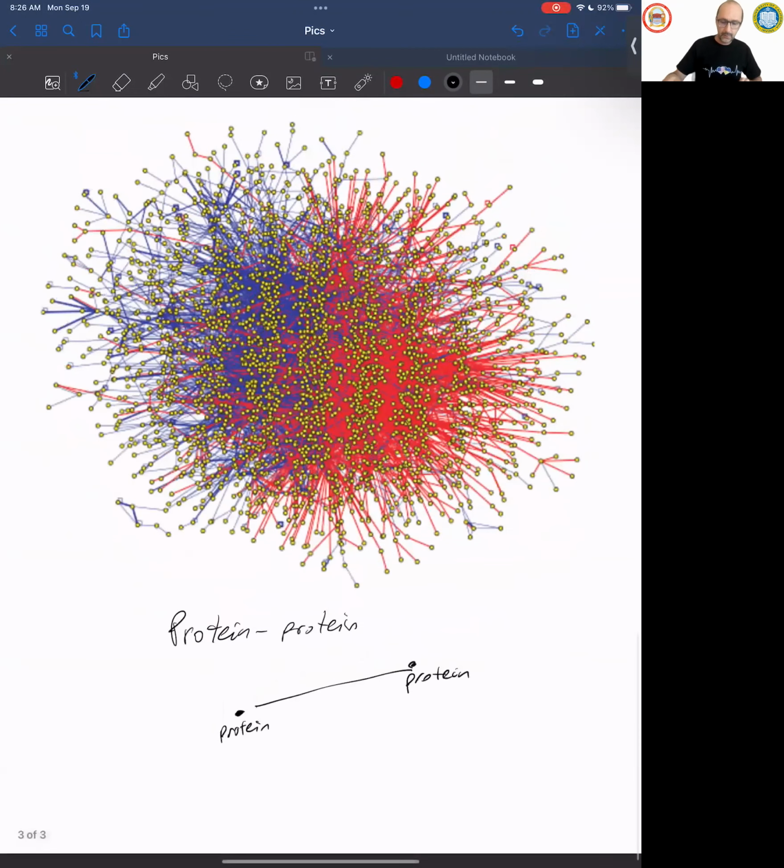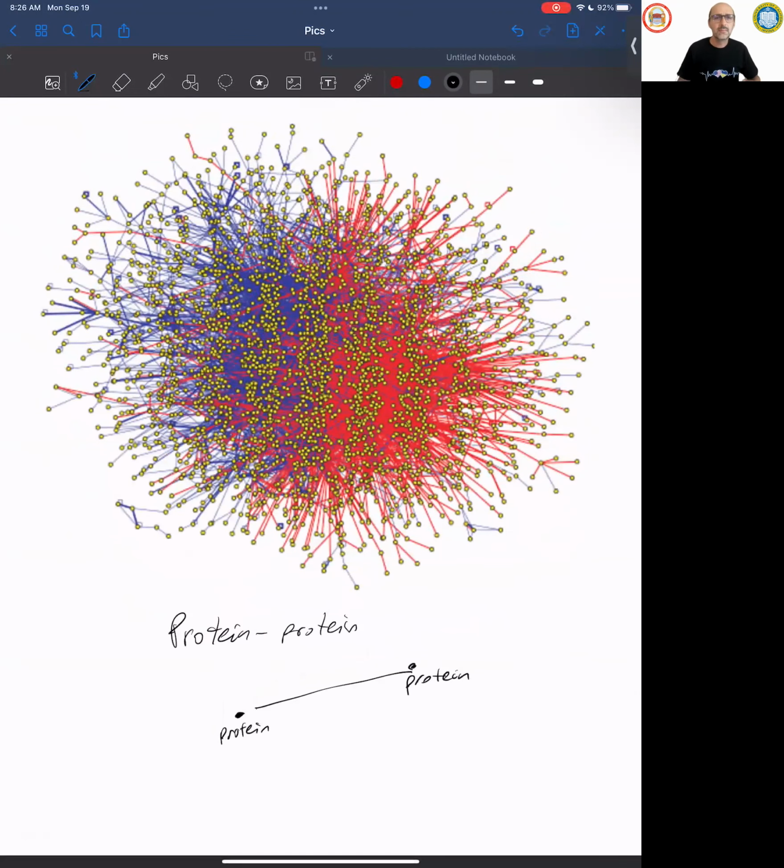So yeah. What else? Does anybody have any other example of a very complicated network? Transportation network, maybe? Electrical network? Give me one more example.